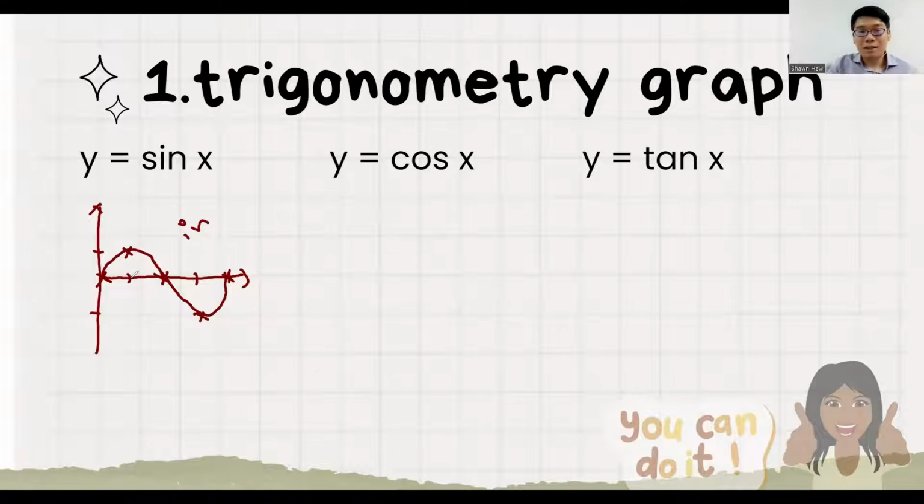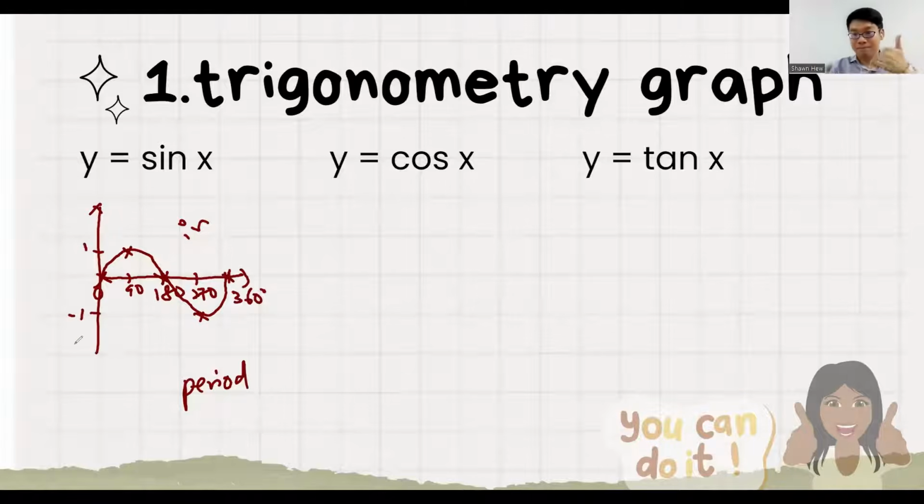Next, you need to know that a complete up-down cycle for sine takes 360 degrees. So the period for sine is 360, and the middle is 180. So we have 0, 90, 180, 270, and 360. Then how about the y-axis? The y-axis is just 1 and minus 1. You can do it.